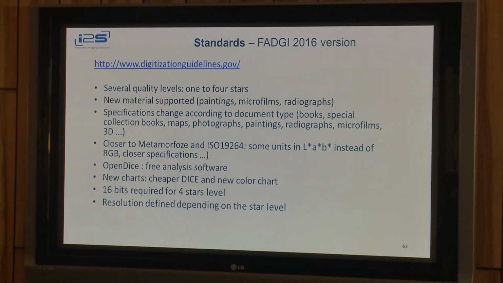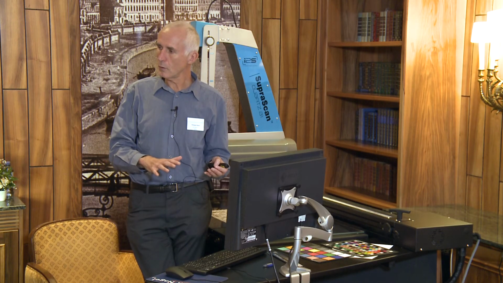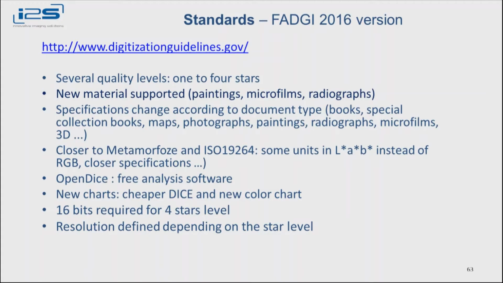FADGI. FADGI is from the US, so Library of Congress, NARA, and so on. They started in 2004, and the last version is 2016. So you have everything on this website. The difference, you have different levels allowed for each criteria. So you can say, I want to apply FADGI 4 stars, 3 star, 2 star, or 1 star only. So you will always be FADGI compliant, but not the same level.